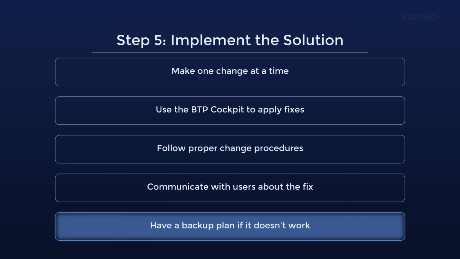Have a backup plan if it does not work. This means preparing an alternative approach in case your primary solution fails. For instance, if your cloud deployment script fails, you should have a manual deployment process ready to use instead. Always ensure you can recover quickly without significant disruption.